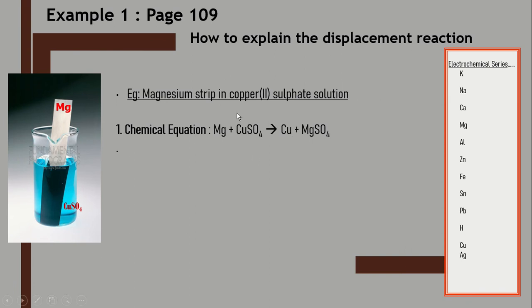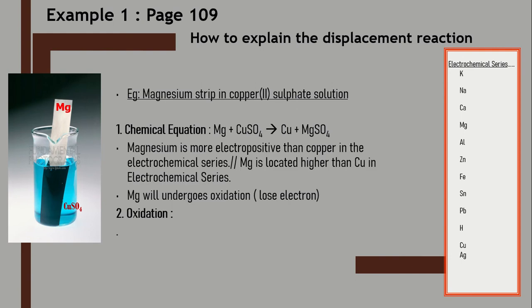So daripada sini you dah nampak dah dia punya redox. Okay, so now kita nak explain one by one. Okay, so magnesium is more electropositive than copper in the electrochemical series, or we can say magnesium is located higher than copper in electrochemical series. So the same meaning, you can use either one lah. Okay, so what we can say, magnesium will undergo oxidation, which is dia akan hilang elektron, akan donate elektron. Daripada Mg metal tadi, donate 2 electron to form Mg2 plus.